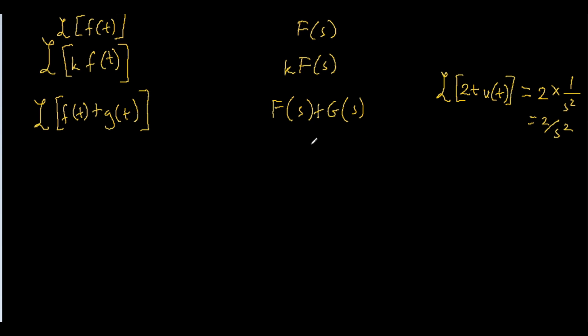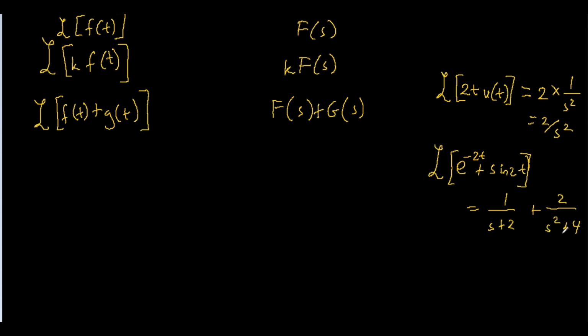You could take an example. Let's say you wanted to find the Laplace transform of minus 2t plus sine 2t. Just assume this is all multiplied by u of t. The Laplace transform of this will simply be equal to 1 over s plus 2 plus 2 over s squared plus 4. How did I get this? Use the table that you have above. For e to the power minus 2t, you have 1 over s plus 2, and for sine omega t it is omega over s squared plus omega squared. So that's how I get this answer. Okay, so that's the second theorem that we have.